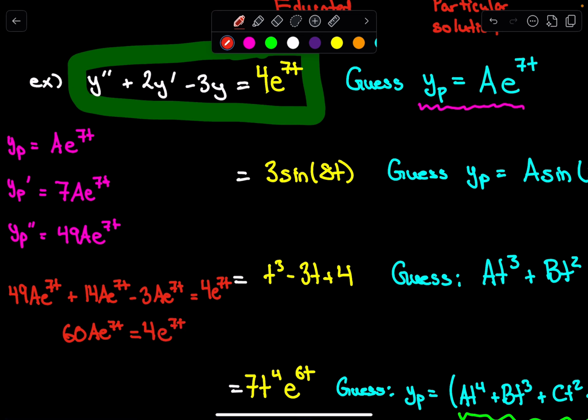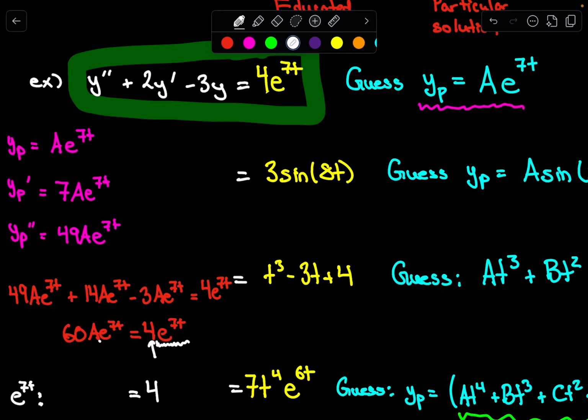And from here, we can use this technique called balancing coefficients. Now, I know that we could go through and do some algebra to solve this, but this cool technique says, well, how many e to the 7t terms do I have on the right side? I'm going to make a note of this. How many e to the 7t terms do I have on the right side? The answer is I've got 4 of them, so I'm going to write a 4 here.